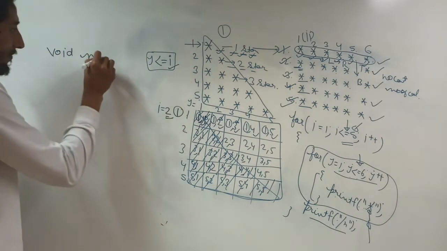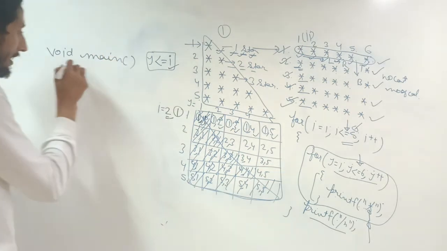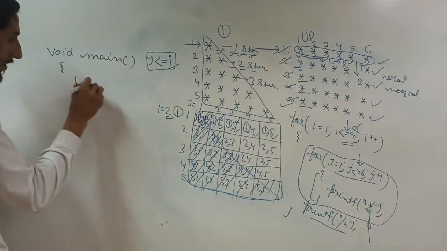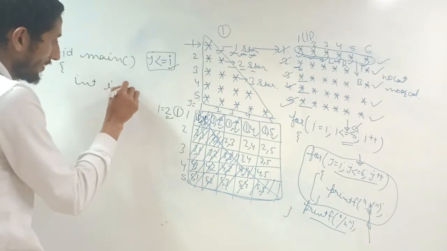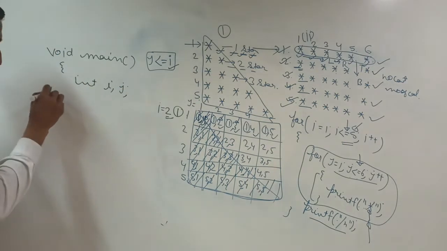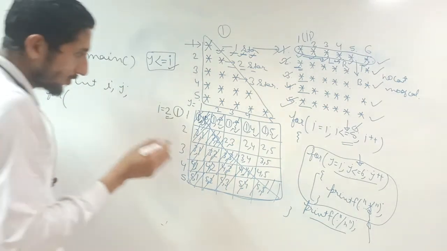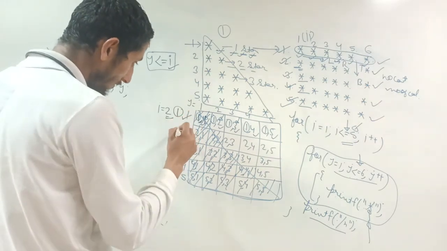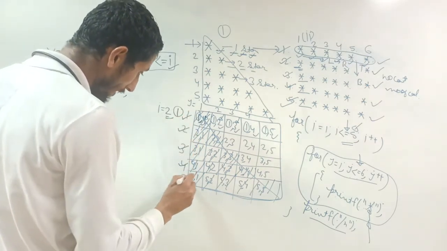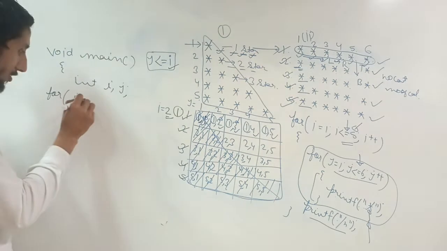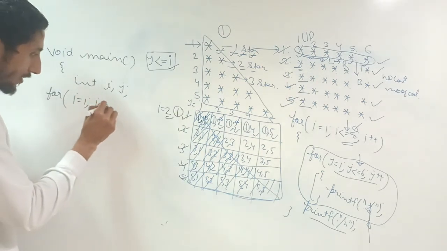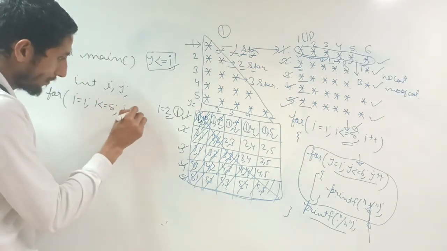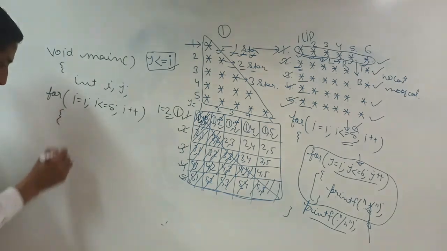Void main. Let me take two variables, int i, j. Let me apply the for loop. So how many rows do I have? I have 5 rows, 1, 2, 3, 4, 5. So I will start from i equals 1, it will go till 5, and i plus plus. Please pay attention.